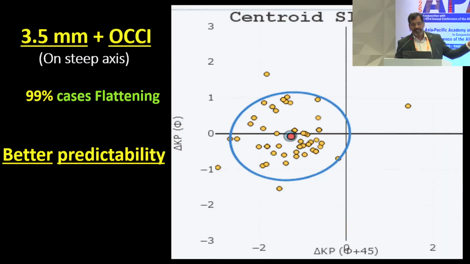And this is the study. They have done 102 cases. For patients who can't afford the toric lens, they try to reduce the astigmatism by a 3.5 millimeter main phaco incision and 3.5 millimeter OCCI. So you see that in 99% of cases, the cases are lying on the left side, so there is flattening. Only in one case there was steepening.